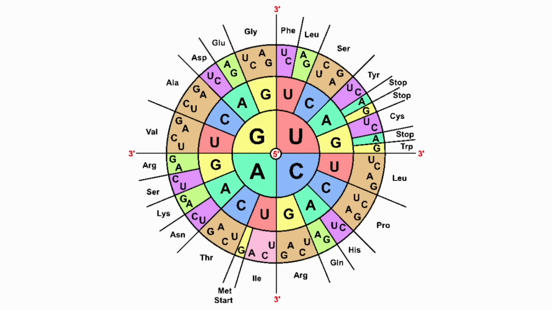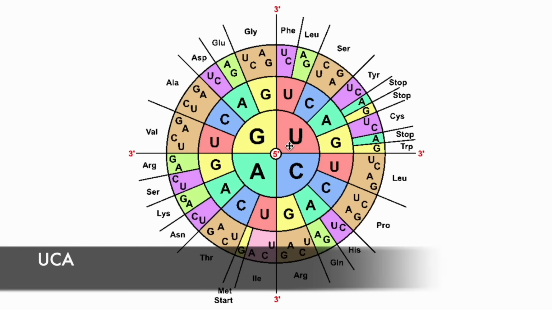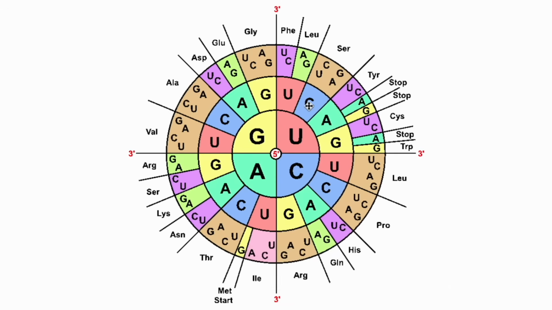So for example, if our codon was UCA, we would start here in the center with the big letter U, and then we'd find the C in the next level, and then we would go to the outermost layer, A. Okay, so that's serine, or SER. This is an abbreviation for an amino acid.